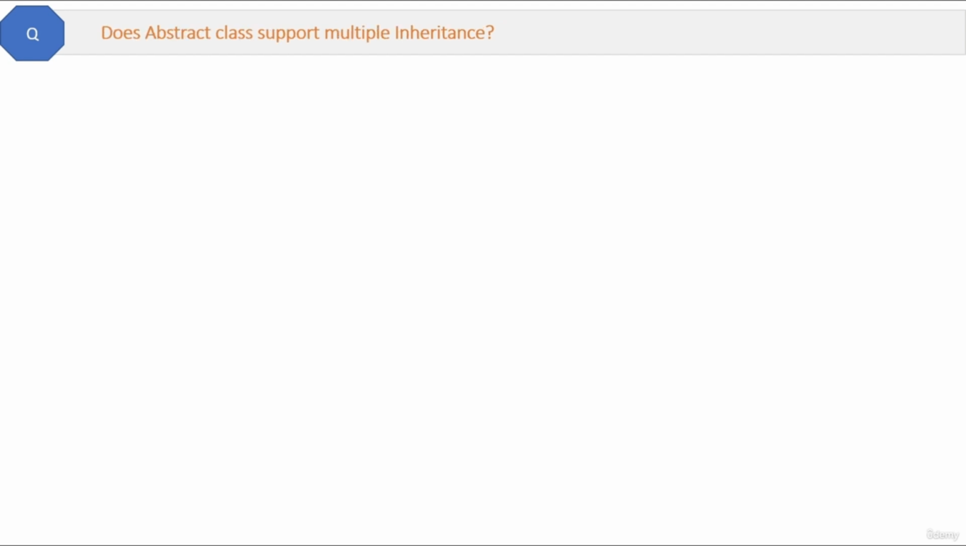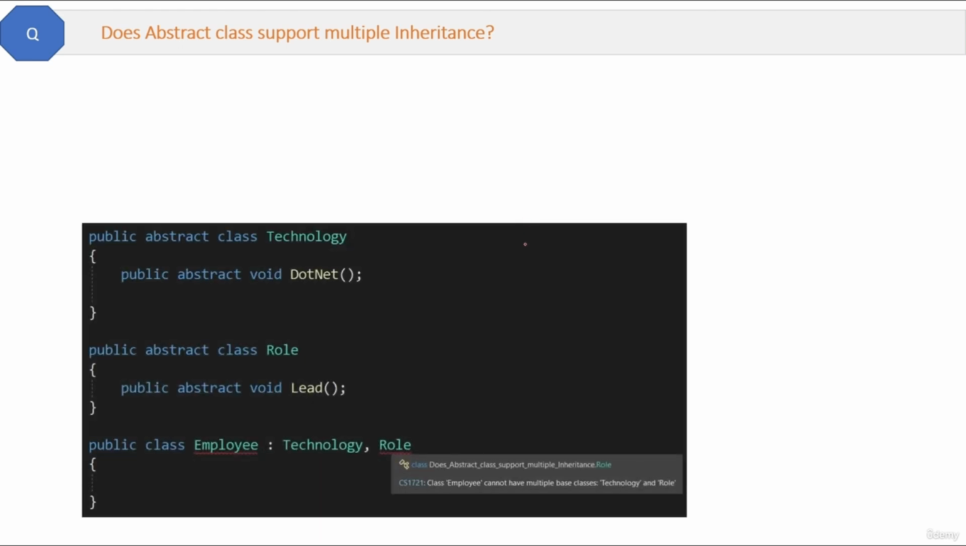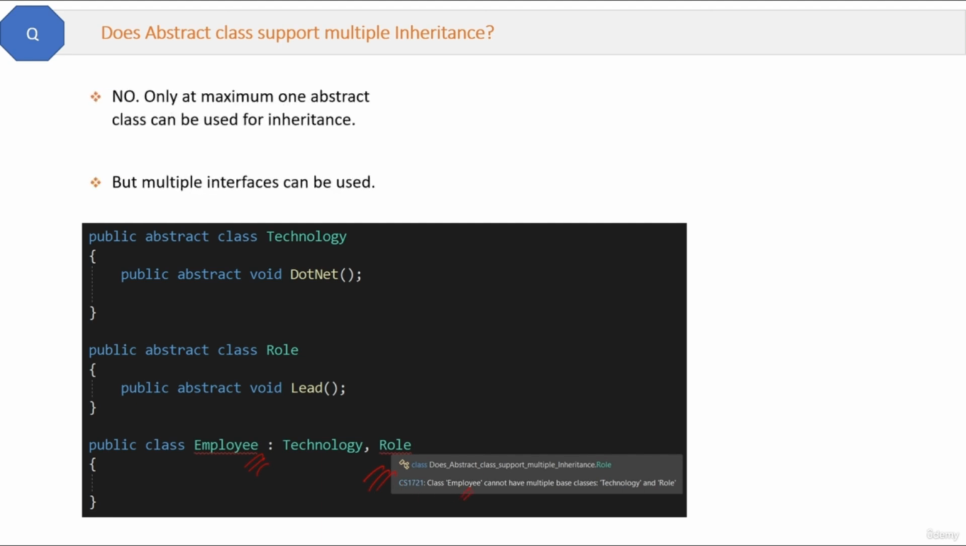Does an abstract class support multiple inheritance? See the code. We try to inherit two abstract classes in a derived class here at the bottom and the compiler error is showing. So the answer is no. Only a maximum of one abstract class can be used for inheritance, but multiple interfaces can be used, right? That is not exactly multiple inheritance, but an alternative way of it. I hope it's clear.